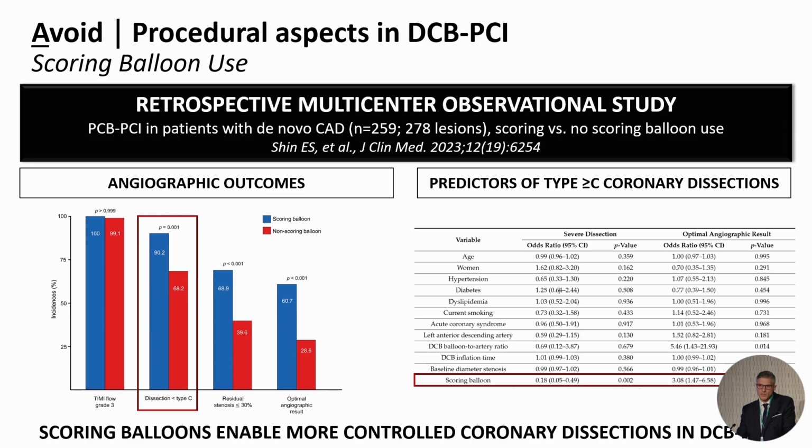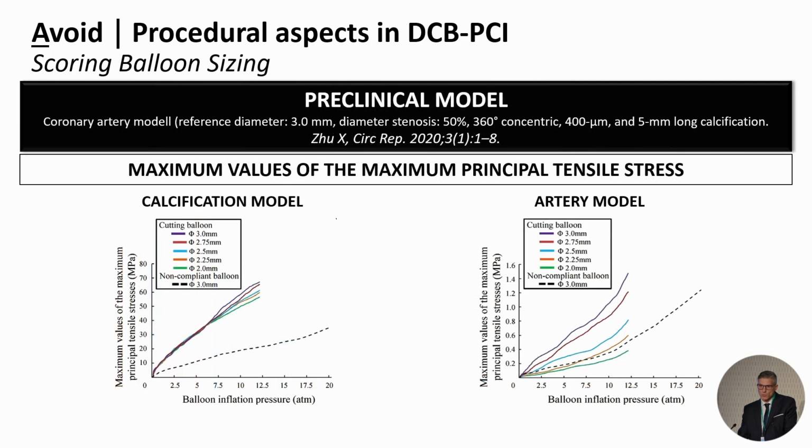And this is a nice study by Professor Shin, published a few years ago, showing that the use of scoring balloons in DCB PCI of de novo coronary artery lesions increases the rate of type A and B coronary dissections, while improving lumen gain as well as achieving optimal angiographic results compared to not using this scoring balloon. And scoring balloon is the only predictor of occurrence of type less than C, sorry for the typo here, coronary dissection occurring during DCB PCI. So therefore, I think that scoring balloons enable a more controlled coronary artery dissection and should be part of most of these procedures when available.